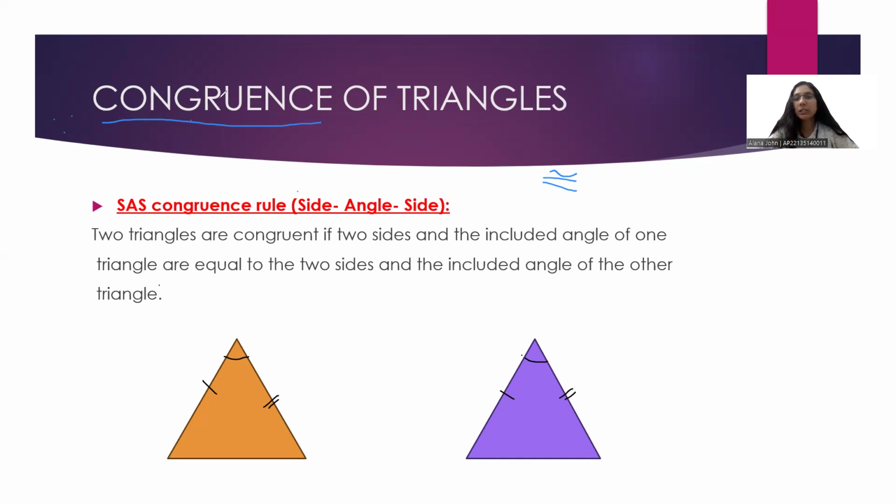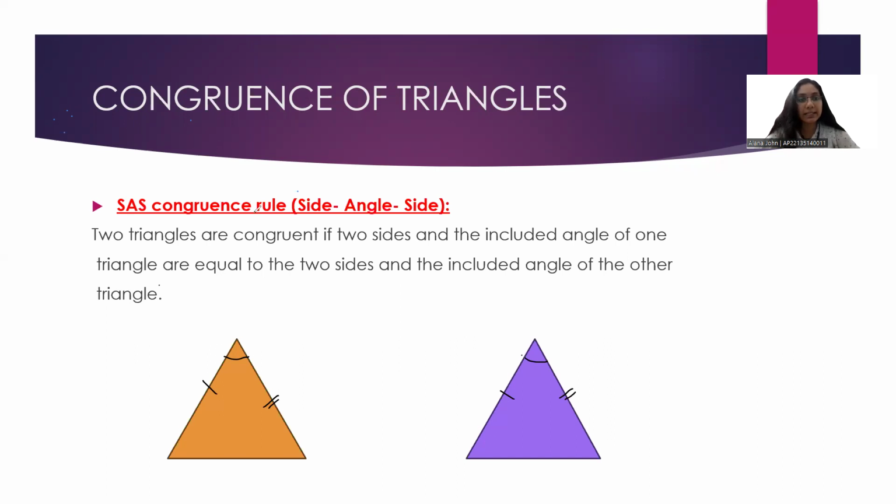Okay. So there are many rules in mathematics for showing two triangles are congruent. Here in particular, we will be discussing some of the congruence rules which will be useful for us in the context of circles. In order to study circles, we need a basic knowledge of triangles. Okay, fine. So the first congruence rule is the SAS congruence rule.